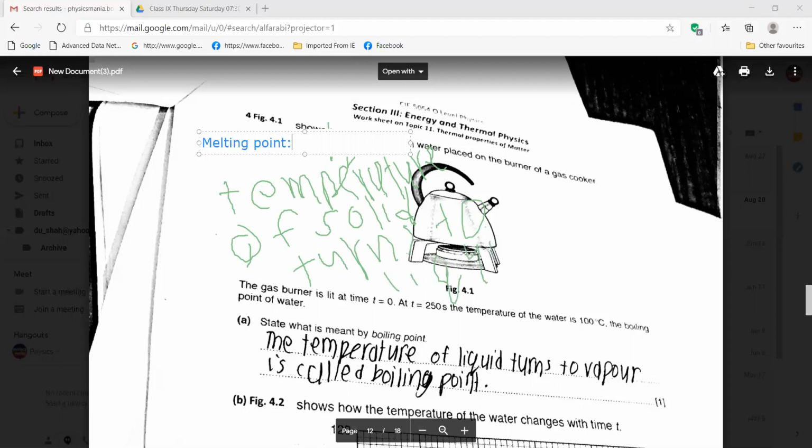So the temperature of solid turns to liquid is called melting point. Again, no, I told you to correct it, right? The temperature at which solid turns to liquid on heating. On heating.